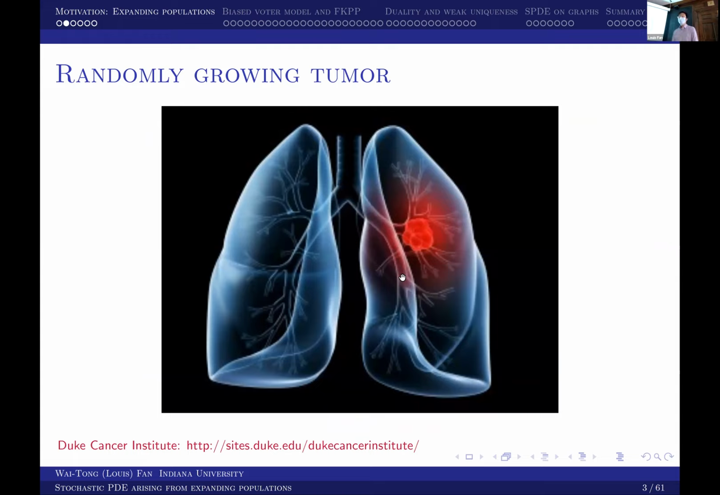The first one to illustrate this expanding population is this randomly growing cancer tumor. If you see it at several centimeters in diameter, maybe there are already billions of cancer cells with different mutational types. If there's no treatment, it typically grows randomly in different shapes. And as you mentioned, we want to understand the genetic heterogeneity in order to apply the correct drug, the correct therapy. So it's important to understand its mutational types.